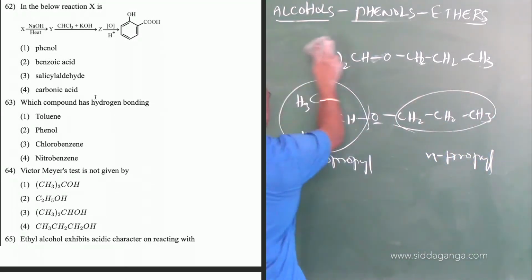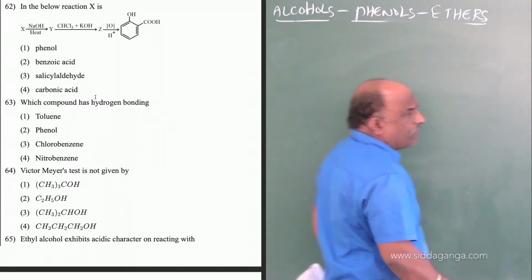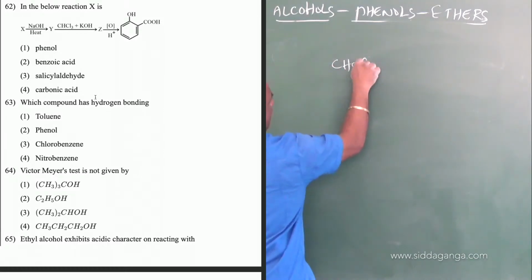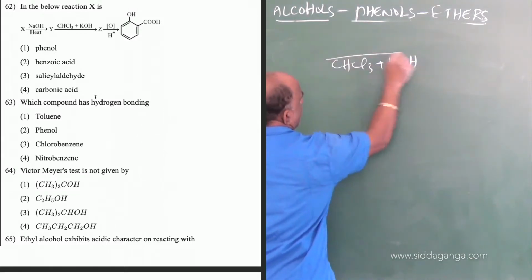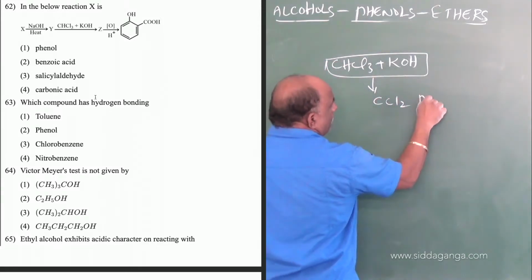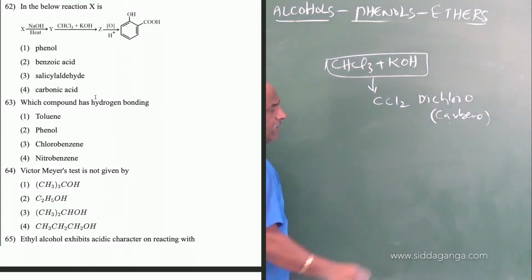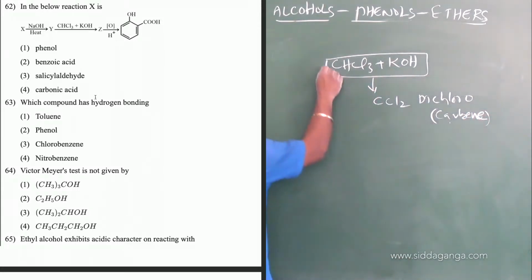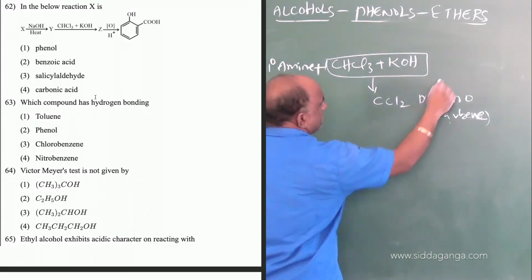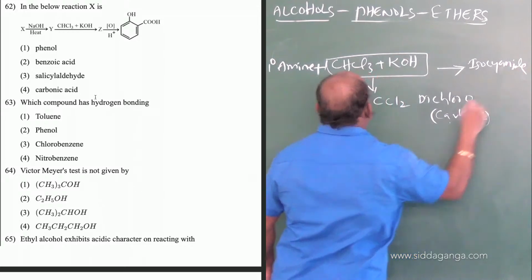X is phenol because the first step is the Reimer-Tiemann reaction, a named reaction where you find chloroform and NaOH. If you find chloroform and NaOH or KOH, it liberates one electrophile, that is dichlorocarbene. Dichlorocarbene is the electrophile produced, and if the substrate is a primary amine, then the answer is the isocyanide test. This is case 1.